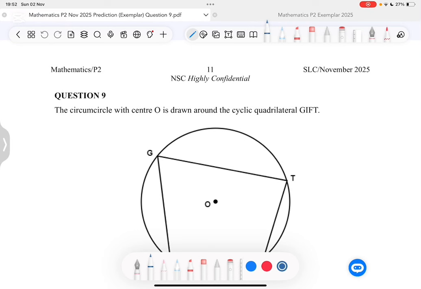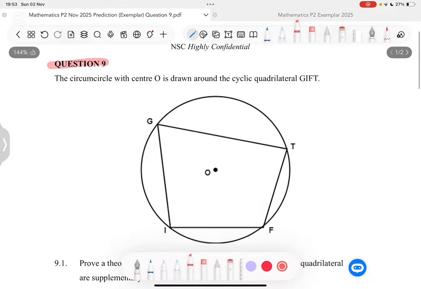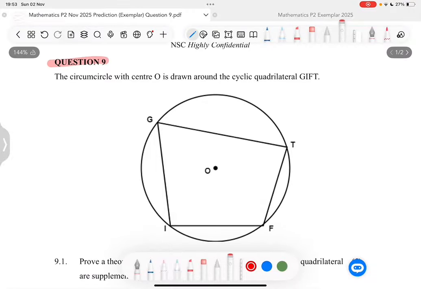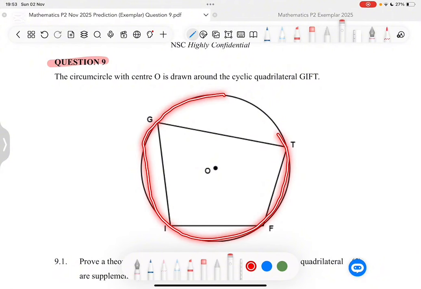Question 9 of our exam will focus on Euclidean geometry. The very first question says that the circumcircle with center O is drawn around the cyclic quadrilateral GIFT. A circumcircle is a type of circle that will enclose or contain a polygon inside, and in this case we are saying that our polygon is GIFT, and we can see that we have the center there of that circle.